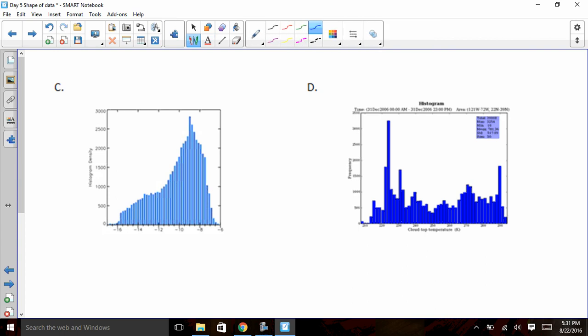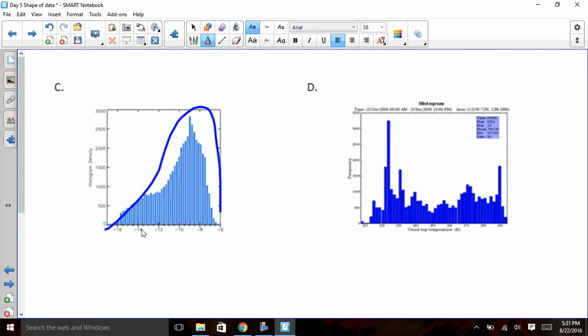Okay, 2 more. What type of shape do you see on C? Well, if I sketch it out, it kind of looks like most of the stuff is over to the right, a bit of a tail on the left. So I'm going to go ahead and say that this one is a left skew.